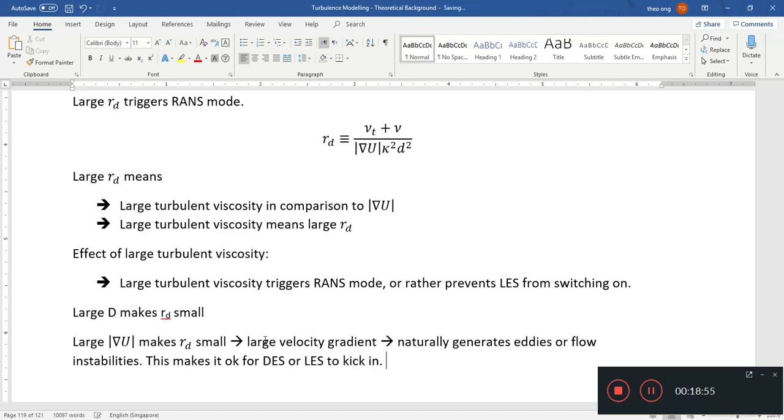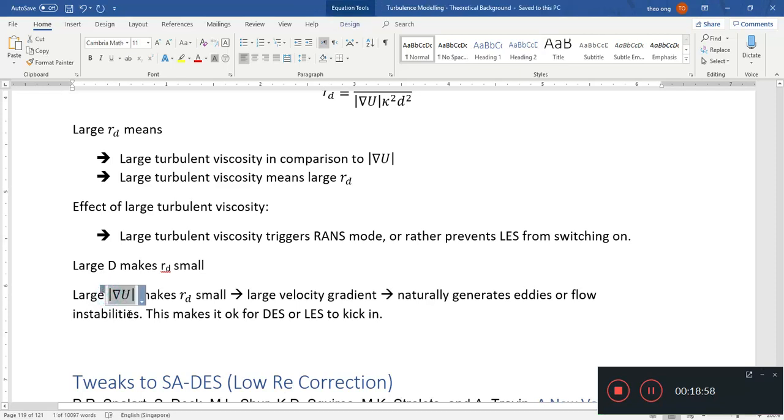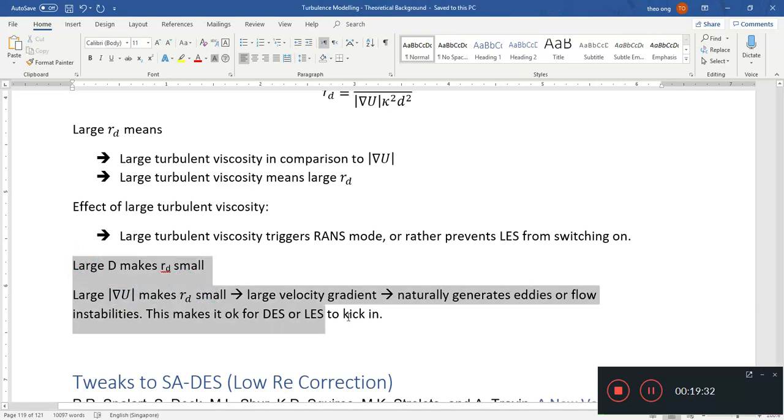So this one helps us to switch from Rand's to DES, because when you have a large shear or strain rate, or even a large velocity gradient for that matter, it causes flow instabilities. Then you can let LES kick in without the modeled stress depletion, because now you can generate enough eddies to make up for your loss in turbulent viscosity. So these two make sense for RD. And the other thing is the turbulent viscosity. Large turbulent viscosity triggers Rand's mode, or rather prevents LES from switching on.